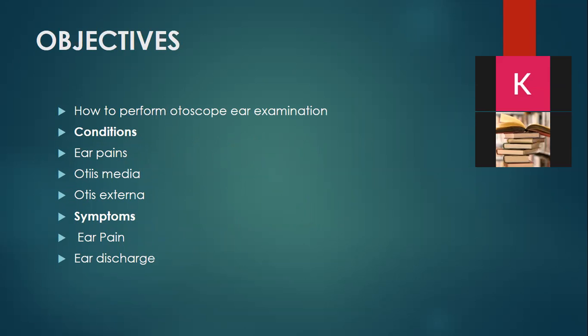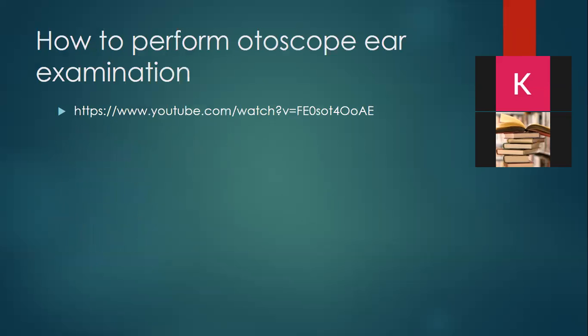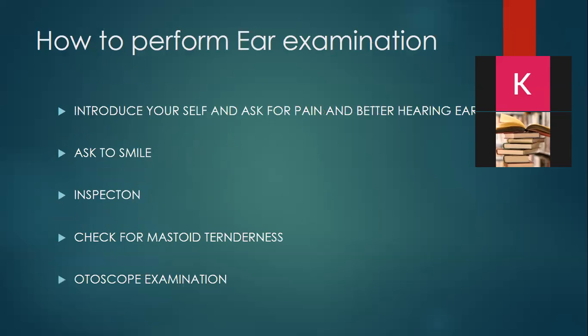The conditions in which we perform otoscopic examinations in primary healthcare are usually because of ear pain. Ear pain could be because of otitis media or otitis externa, and how are you going to differentiate between these two? Symptoms will include ear pain or ear discharge. For these conditions, you are going to perform otoscopic examination. We'll have a look at the video also later on.